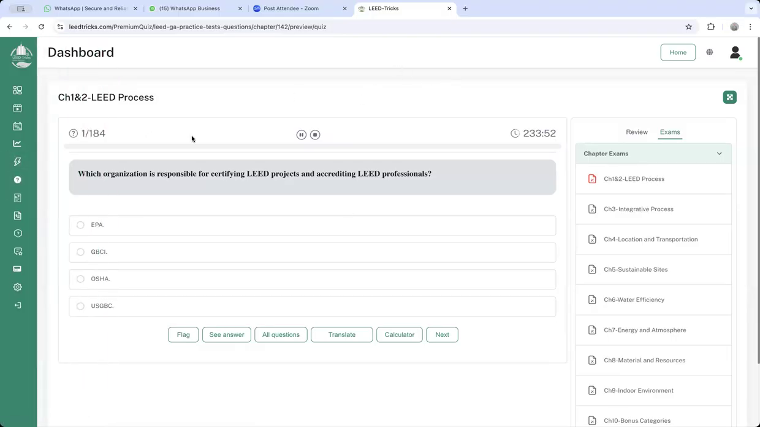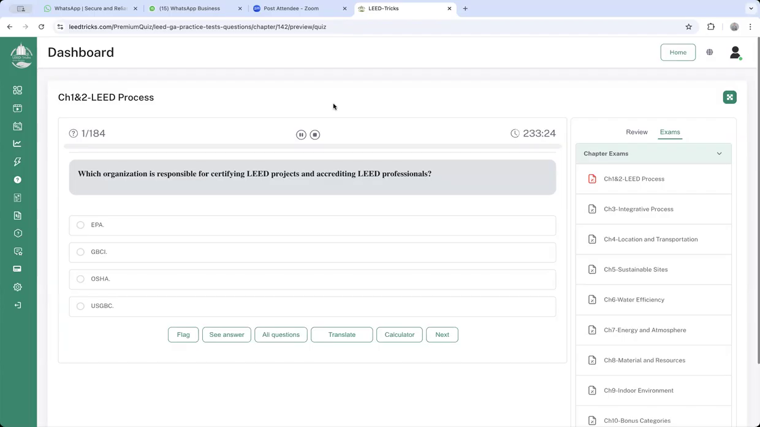All right. As you can see, I put 180 questions in this part because of its importance, and it's a very critical part. The first question is: which organization is responsible for certifying LEED projects and accrediting LEED professionals? And this we have in one slide. We have a chart and we explain.